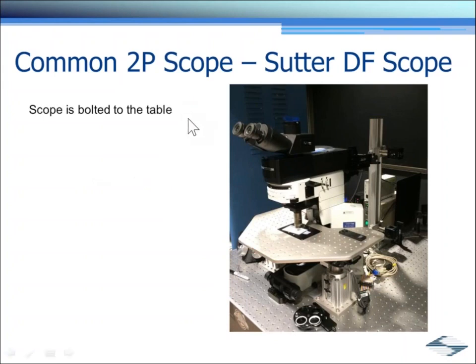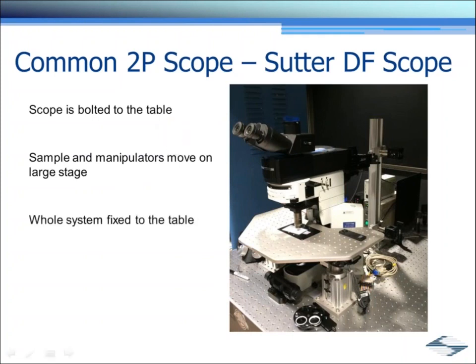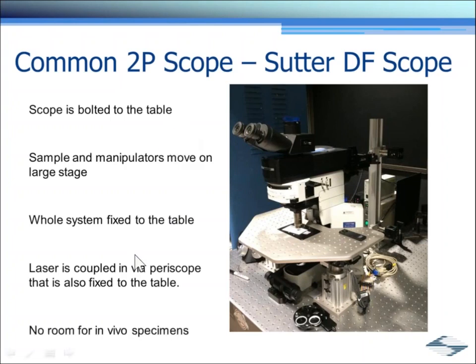And if we look at this, we notice that the scope is bolted to the table. The sample and manipulators move on a large stage. The whole system is fixed to the table. And a laser is coupled in via a periscope, which is also fixed to the table. So there's no possibility here to move the instrument around because all the optics and the laser is fixed on the table. And there's no room for in vivo specimens, or at least very little room for in vivo specimens, depending on what your specimen is, underneath the objective.